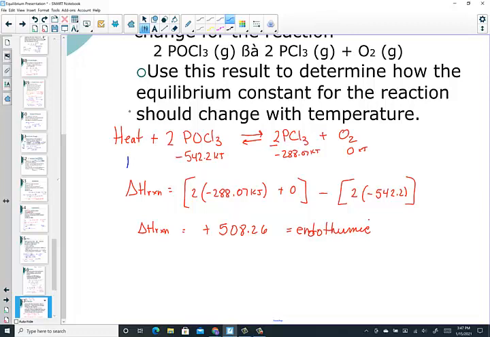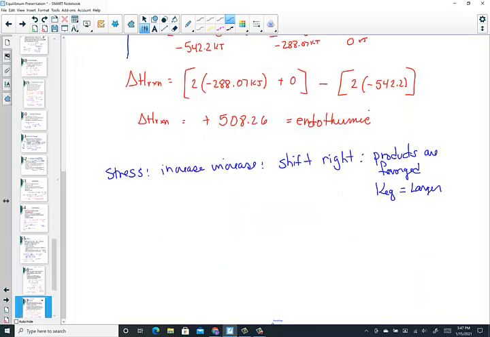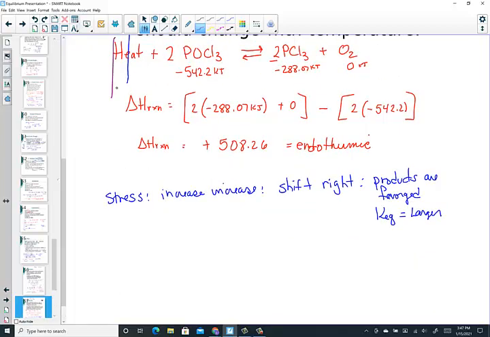So if my stress is increasing heat, if you increase the heat of an endothermic reaction, the system is going to shift to the right to use up the excess heat, and therefore the products are favored, and therefore we know the equilibrium constant will get larger. And the opposite is true as well. If the stress was to decrease heat, the reaction would shift to the left. Shifting to the left favors the reactants, and the equilibrium constant will get smaller.